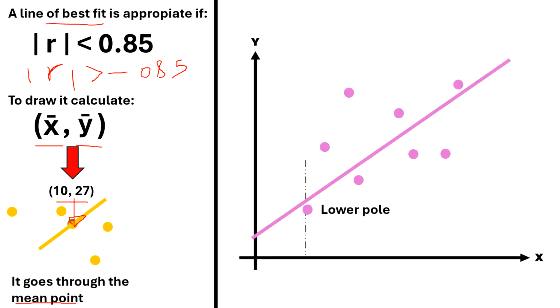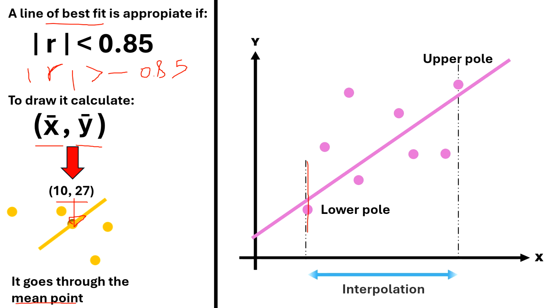Let's look at the different poles that we might have in a scatter graph. So the lower pole is the vertical line that goes through the smallest value, and the upper pole is the vertical line that goes through the biggest value. That would be the upper and the lower pole. Interpolation is the space between the poles, and extrapolation is all the values that are below the lower pole or above the upper pole.